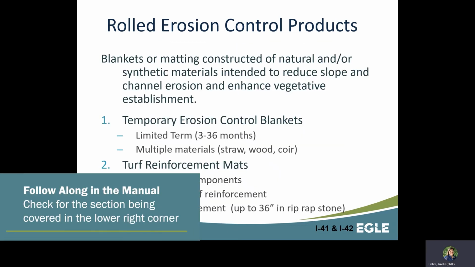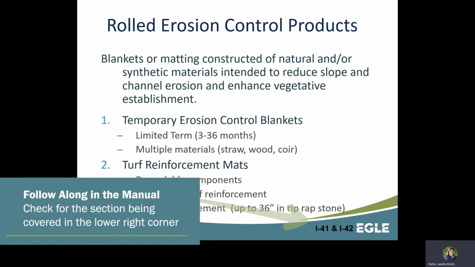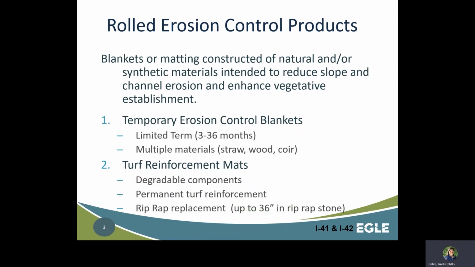There are two basic types. Temporary rolled erosion control products are designed to reduce erosion for a limited time frame and biodegrade as vegetation becomes established. These products are designed to last anywhere from 3 months to 3 years, depending on the type of material. Turf reinforcement mats are used in situations where permanent structural support is needed. Once grass is established, turf reinforcement mats can be more effective than rock riprap.